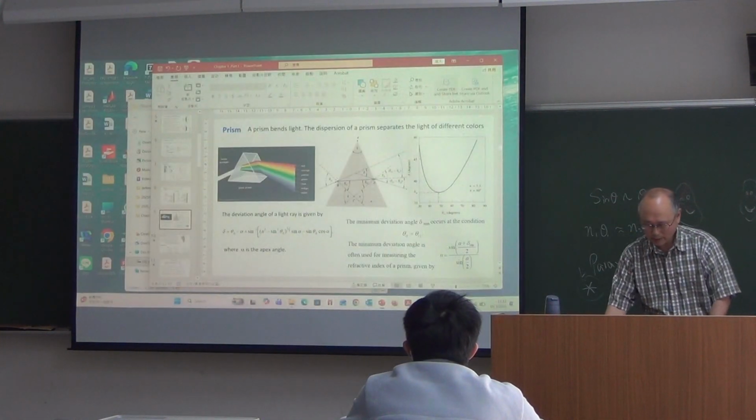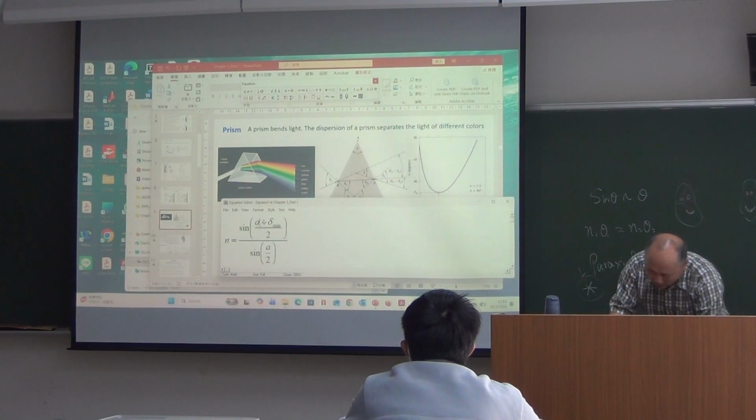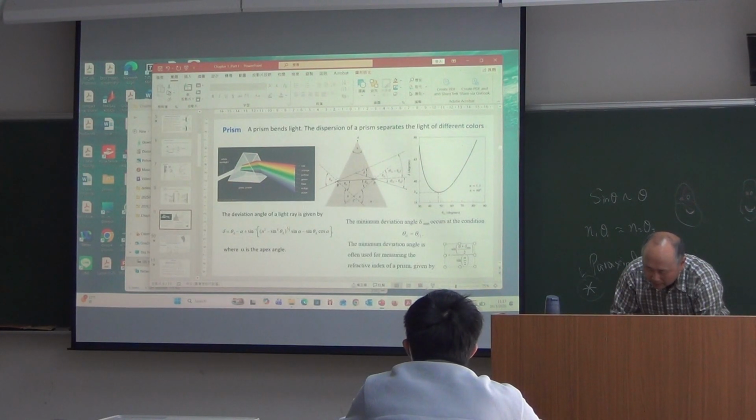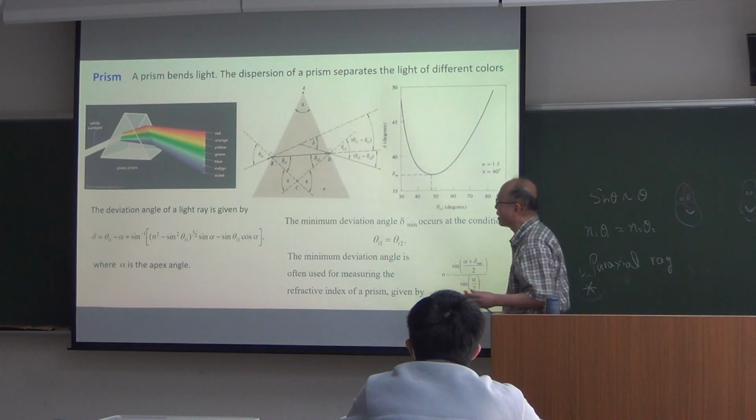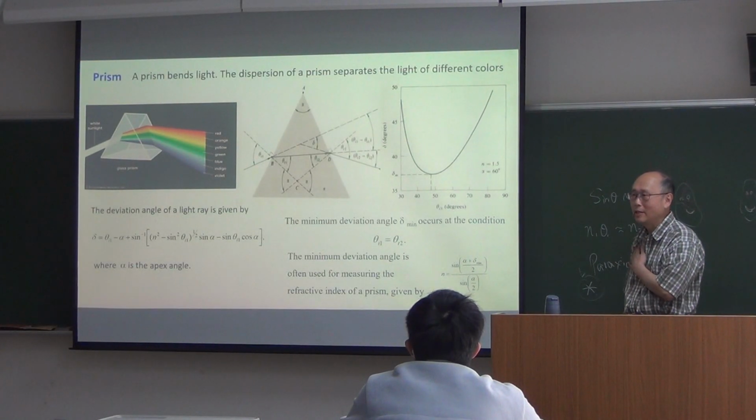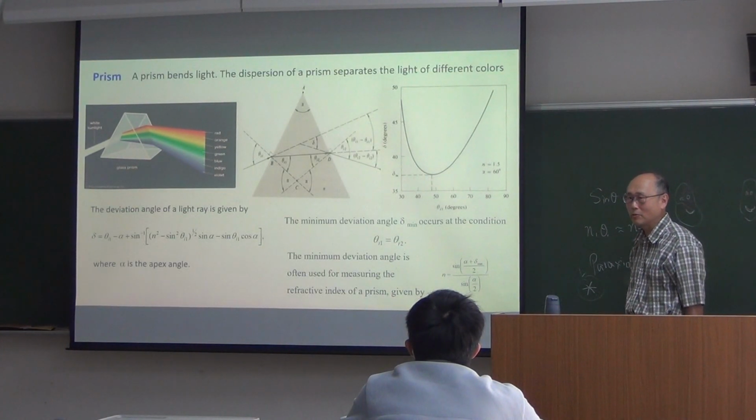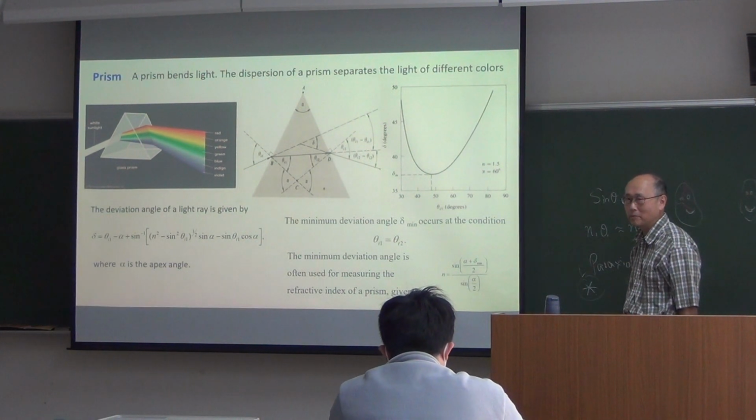I need to be consistent, so let me change this to alpha. You can also change this in your handout. This is alpha. All right. So in fact, this phenomenon gives a quite useful instrument for measuring the refractive index of a material versus wavelength. Okay. Now today, you can still buy this instrument in the market.